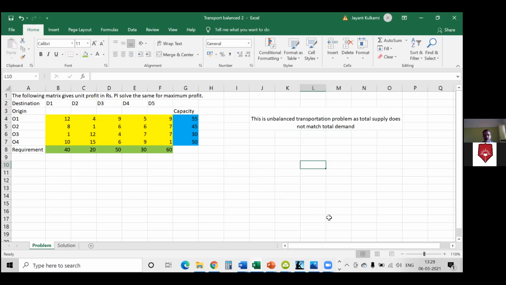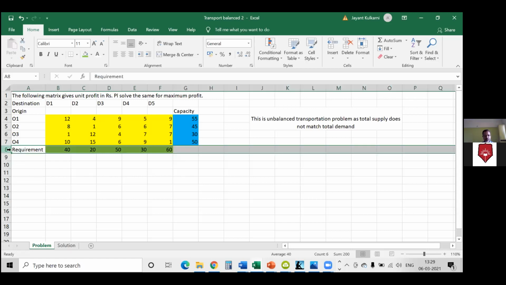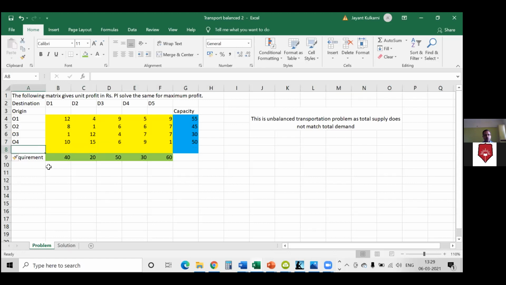Now, here, as you can see, supply is 180 and demand is 200, right? That means the demand is higher than the supply. So let me try to balance this problem by adding a dummy supply of 20 quantity. Okay, so I'll add a row here. I have just added a row here, and I'm going to say this is the dummy supply, with a quantity of 20.